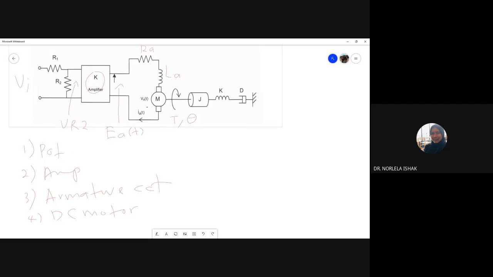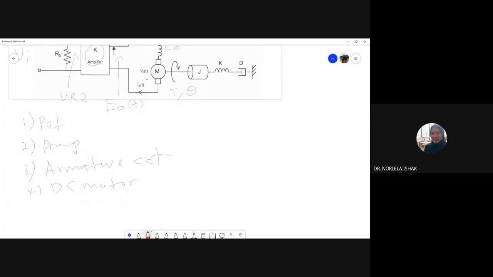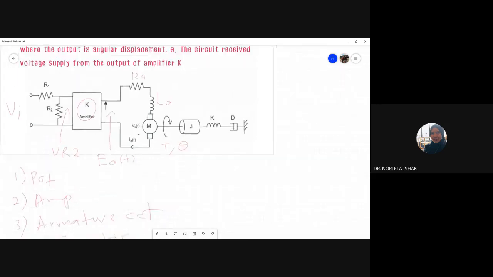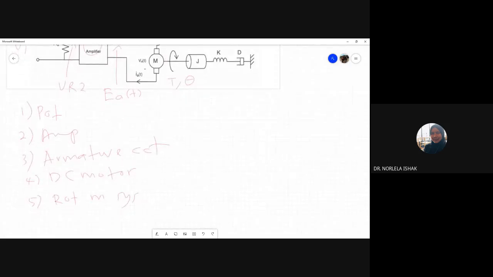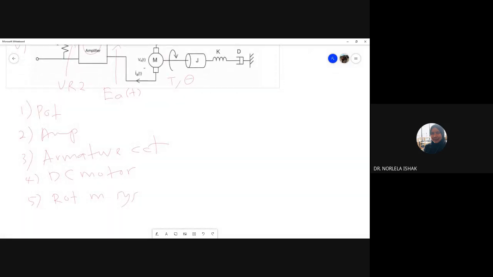Okay, the last one. What is the last one? What is the subsystem for the last one? Rotational. Yes, good. Rotational mechanical system. Okay, we have 5 subsystems here. Okay, from this electromechanical system, we can divide into 5 subsystems, and then from system number 1, potentiometer, you have to derive the equation related to the potentiometer.